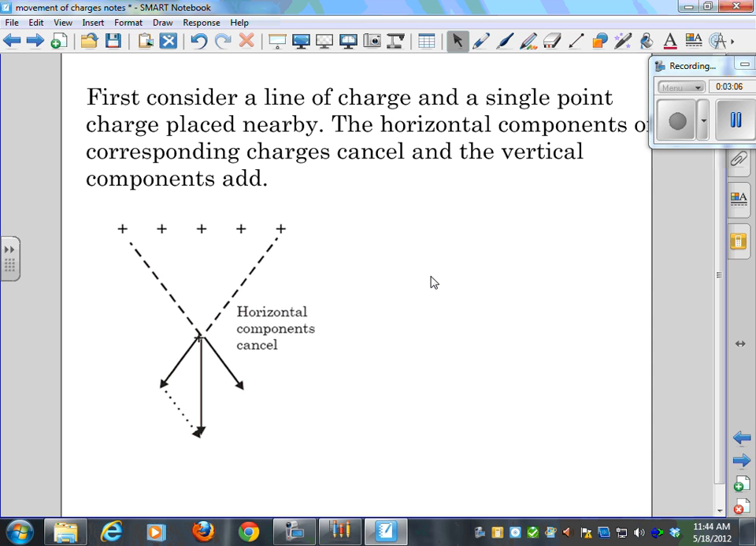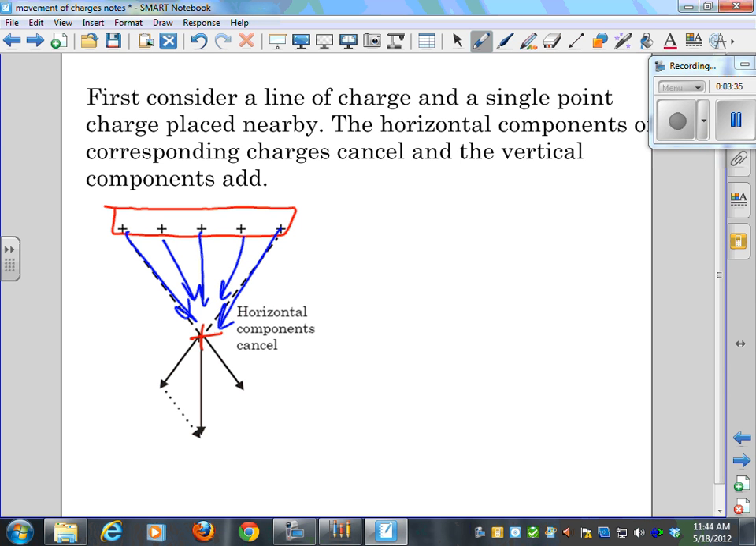Now, first of all, let's just see which way these forces are, because if they're not balanced, what's going on? First, consider a line of charge and a single point charge placed nearby. And I wouldn't worry too much about copying this down. What I'm saying here is if I've got a plate, a positive charge here, and I've got a small positive charge right there, well, this guy here pushes that way, but this guy pushes that way, and this guy pushes that way, and this guy pushes that way, and this guy pushes that way.